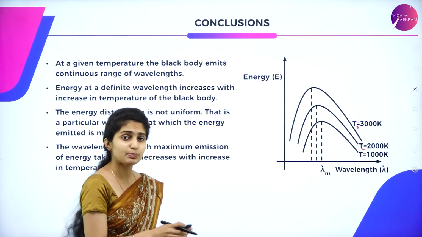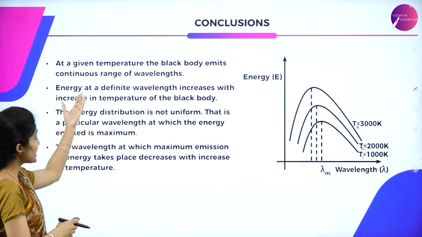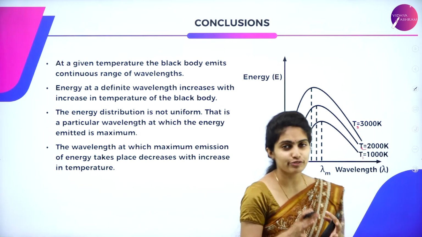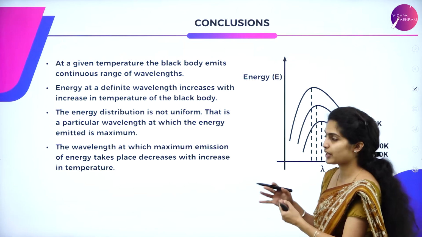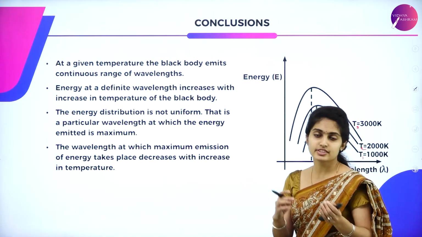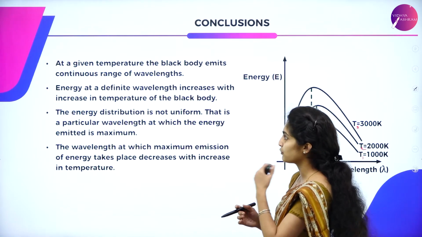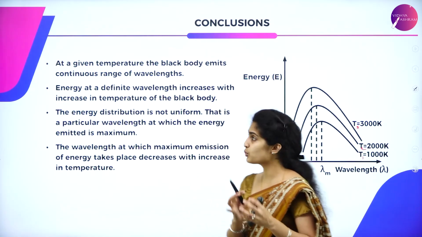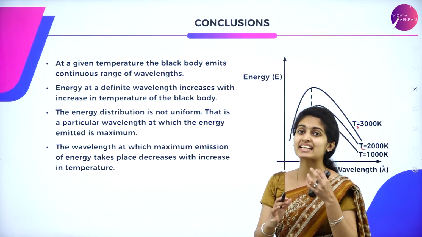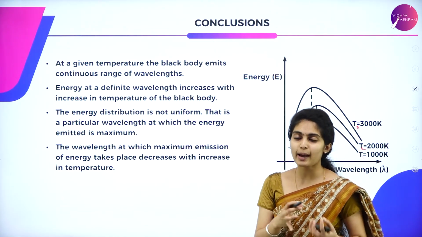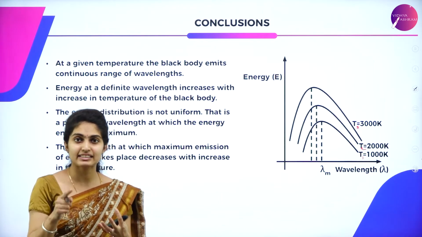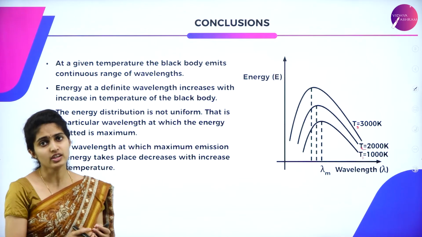So how do you explain this curve? At a given temperature, a body emits a continuous range of wavelengths. It is a continuous range of wavelengths which is emitted at every temperature. That is the first point. And the second point is the energy at a definite wavelength increases with increase in temperature. So what happens to the energy? There is an increase in energy when there is an increase in temperature at every wavelength.